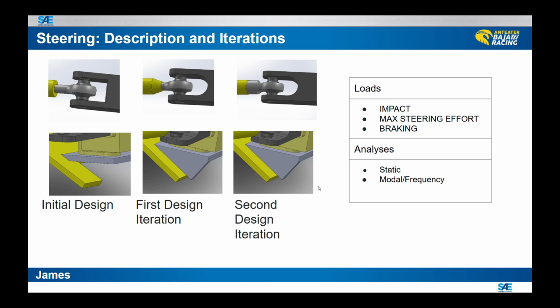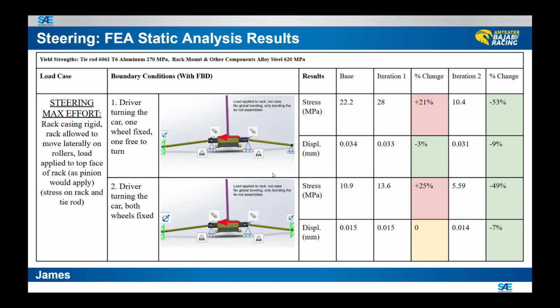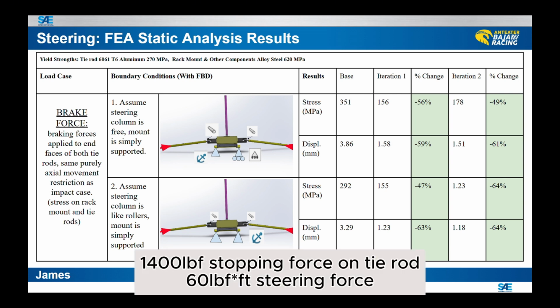In the impact case, the rack mount is held fixed while the tie rod receives a bump force on its end. In the max steering effort case, the rack is allowed to move and the tie rods are held fixed. In the brake force case, the rack mount is held fixed while the 2 tie rods are pushed in towards each other. As shown, the 2 iterations made a positive difference and decreased the stress. In all 3 cases, the loads were calculated using a steering force calculator developed by the Baja team.